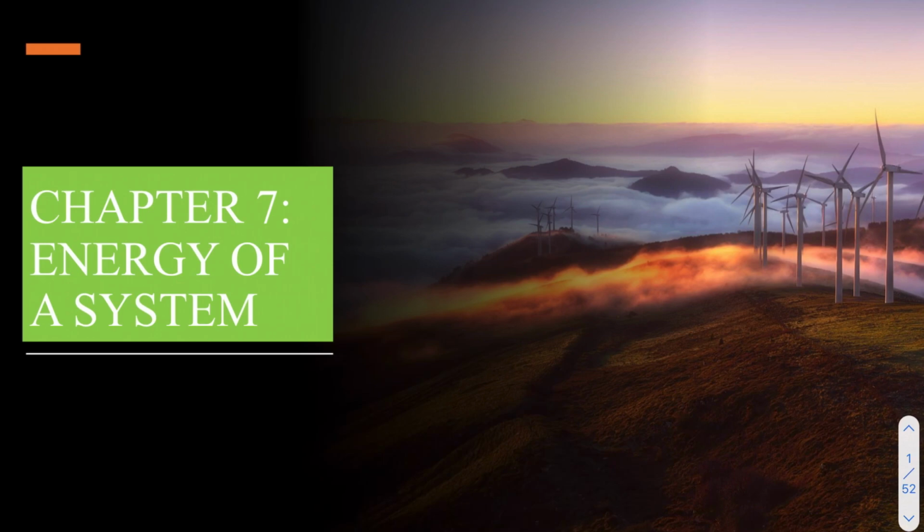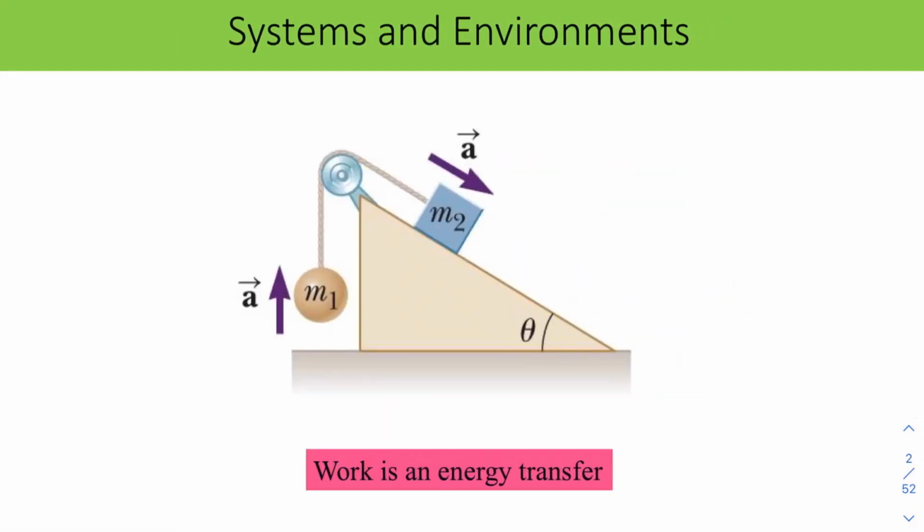So today we are going to continue our lesson on chapter 7, energy of a system. Right? So first thing first, before we consider the energy, we need to define what a system means. A system could consist of a few objects that interact with one another. For example, we have two blocks here, moving with the same amount of acceleration, and connected by a rope.